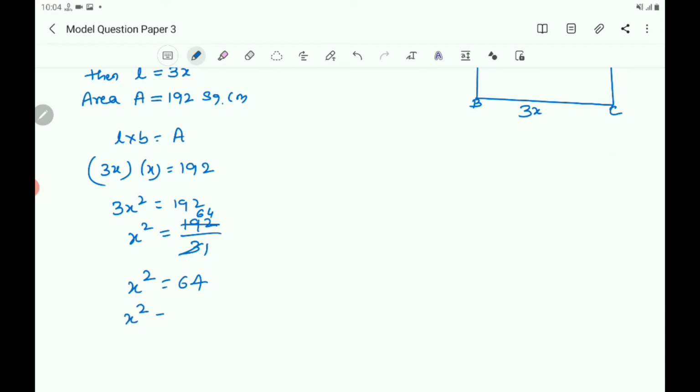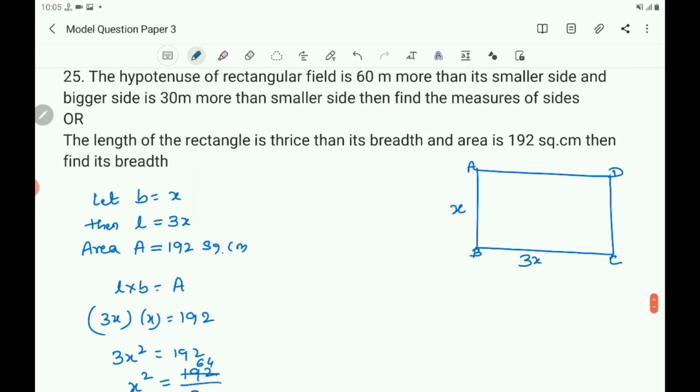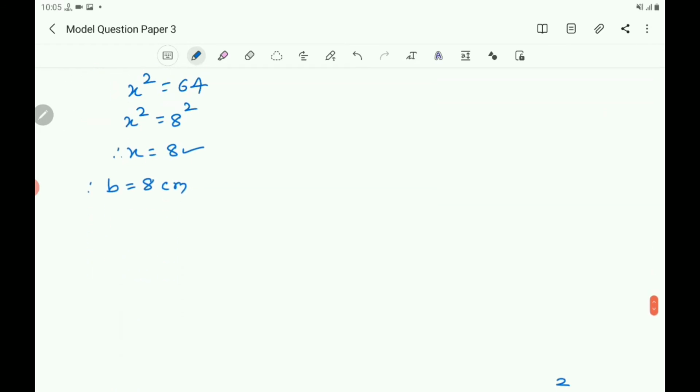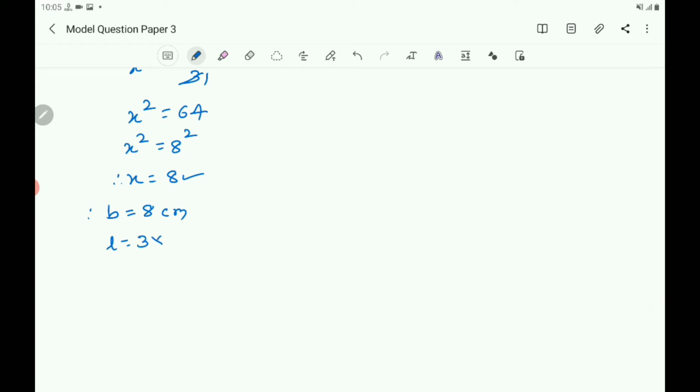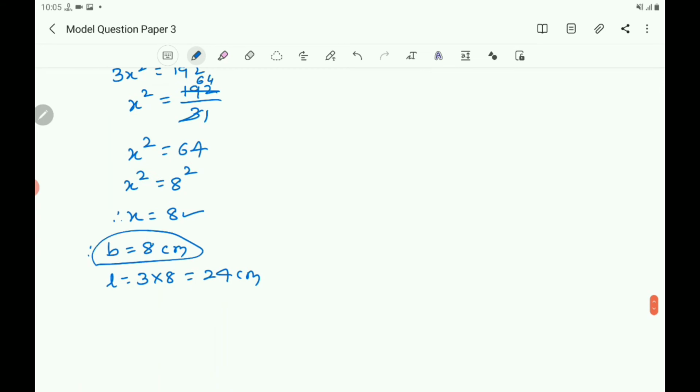And you know that x square equals 64, 64 is the square of 8, that is 8 square. So you got that x equals 8. Therefore you write x equals 8, or you can also take x equals square root of 64, which is also equal to 8. Here you got the x value, that is breadth. Therefore B equals 8 centimeter and the length is 3 times the breadth, that is L equals 3 into 8, that equals 24 centimeter. Here the question is find its breadth. So you got the breadth is 8 centimeter.